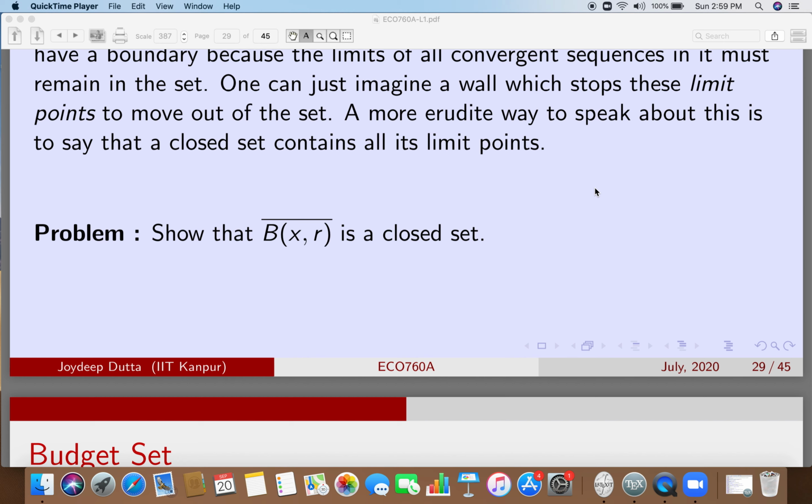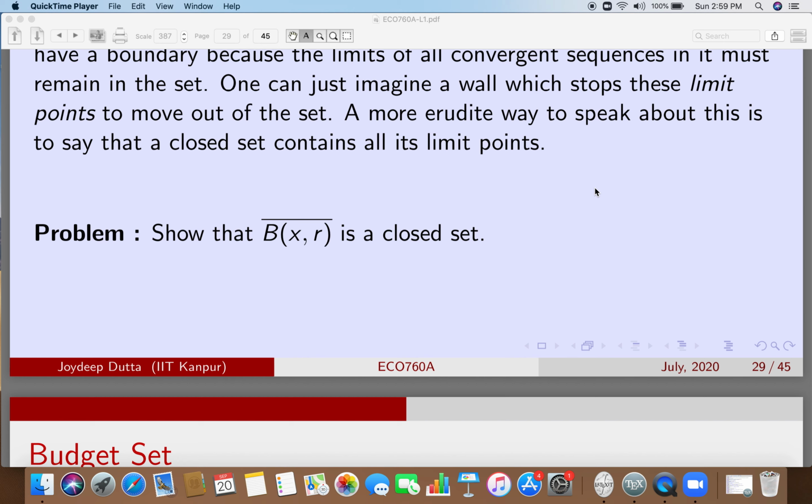You don't know anything about continuous functions. How would you then prove it? That I leave to you, the whole thing. And that is what is very important: you have to show that if xk goes to x star, then the norm of x star minus x is also less than or equal to epsilon.